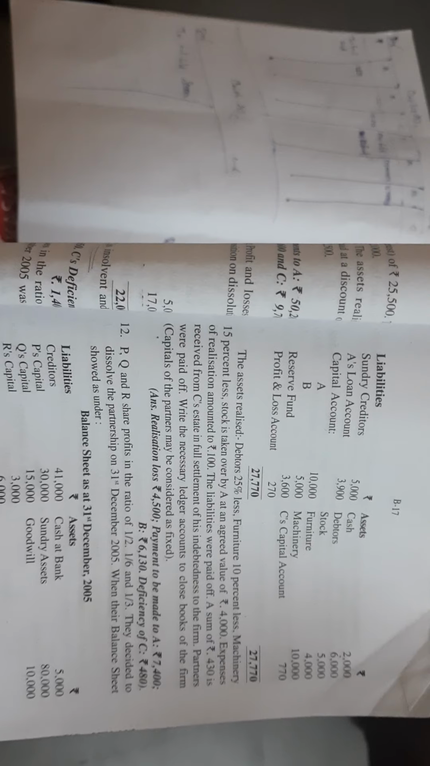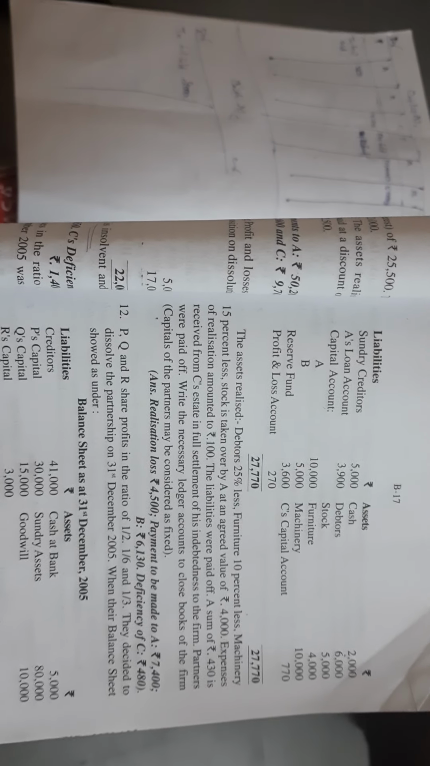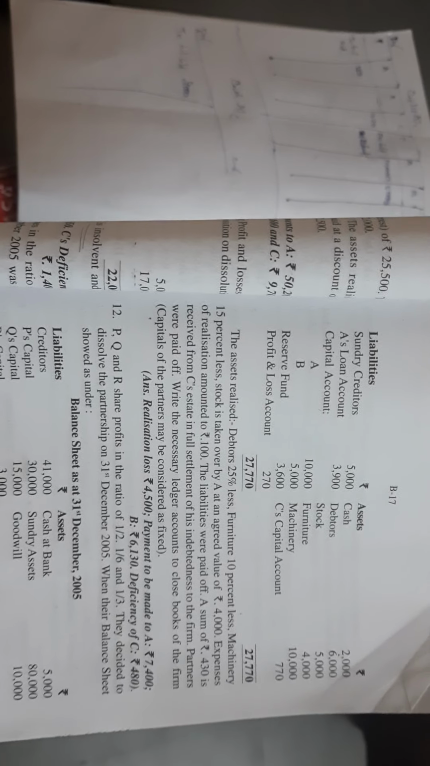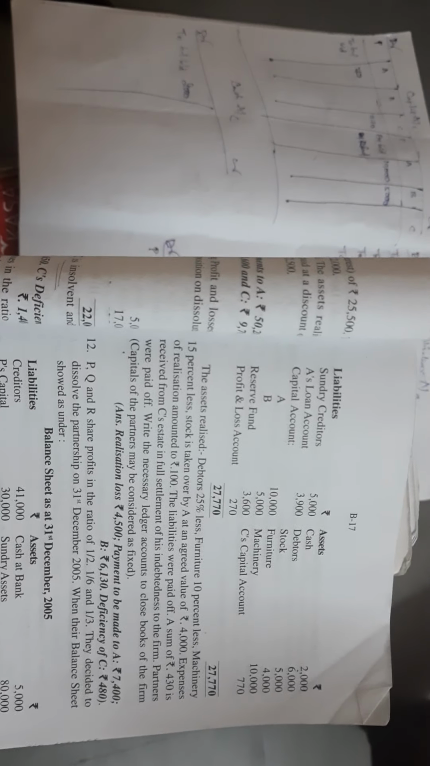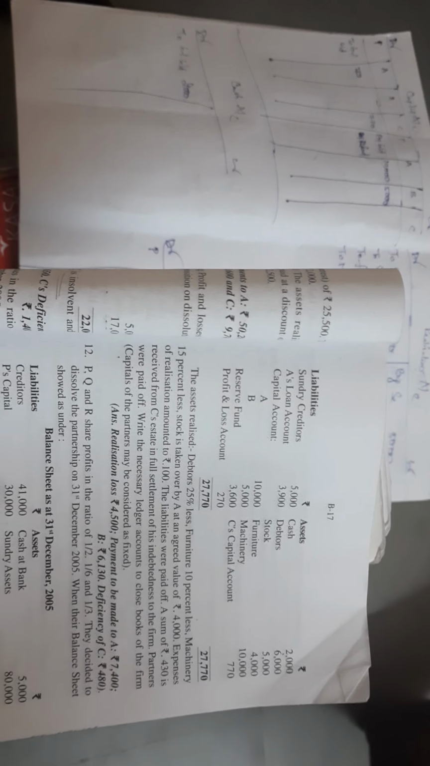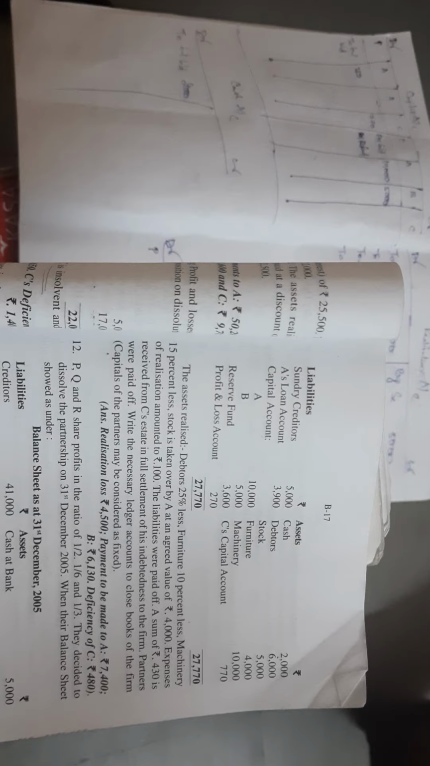Furniture how much less? Furniture 10% less means 4,000 minus 400. It will be 3,600. Machinery by 15% less, 10,000 minus 1,500. It will be 8,500. So total, 4,500 plus 3,600 plus 8,500. So total amount realized will be 16,600.